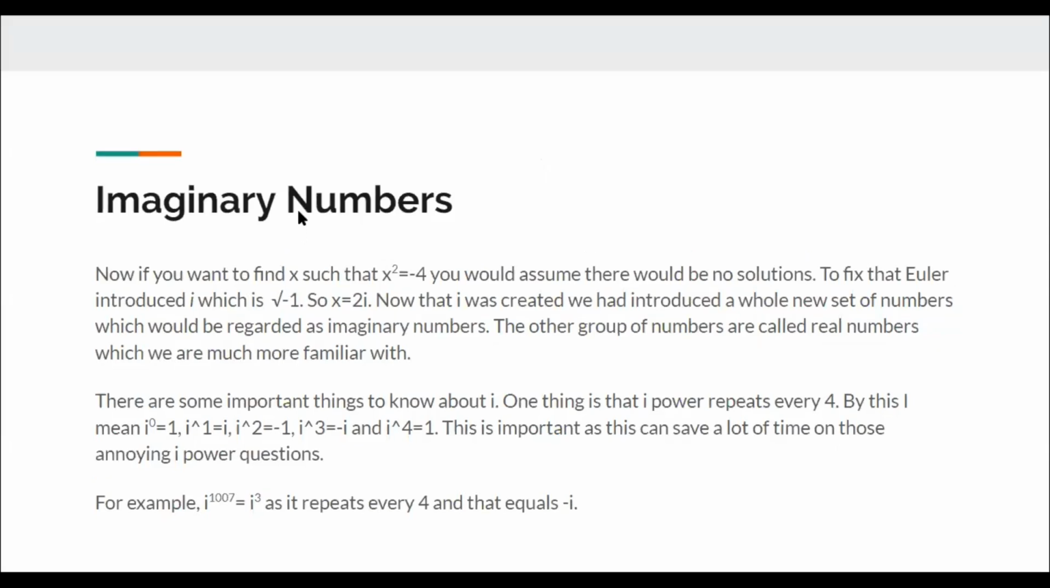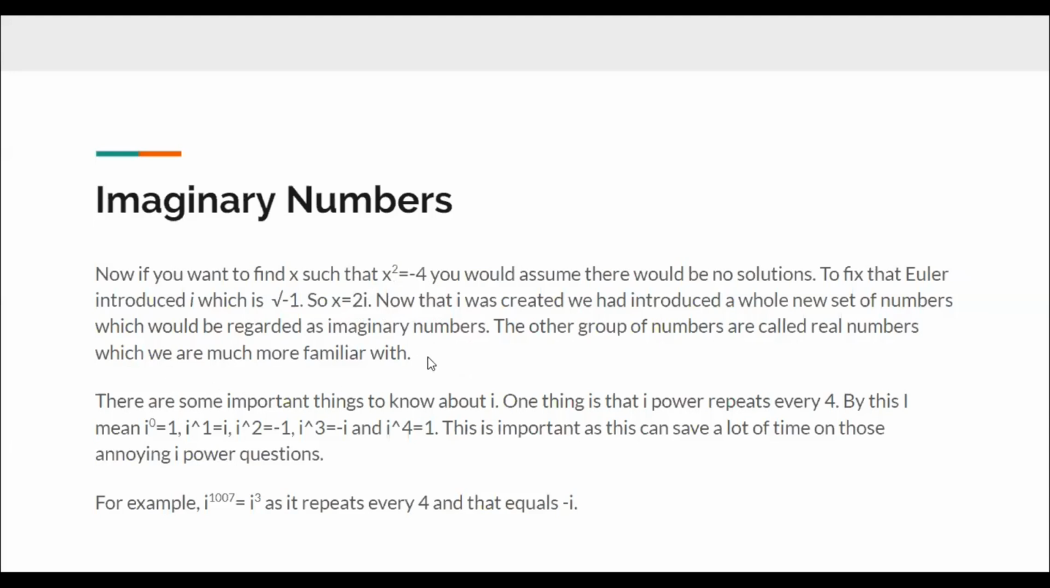Imaginary numbers. Now, if you want to find x such that x squared is equal to negative 4, you would assume that there would be no solutions. To fix that, Euler introduced the symbol i, which is known as the square root of negative 1. So in this case, you would try to find the square root of negative 4, which would just be plus or minus 2i. Now that i was created, we had introduced a whole new set of numbers, which would be regarded as imaginary numbers. The other group of numbers are called real numbers, which we are more familiar with.